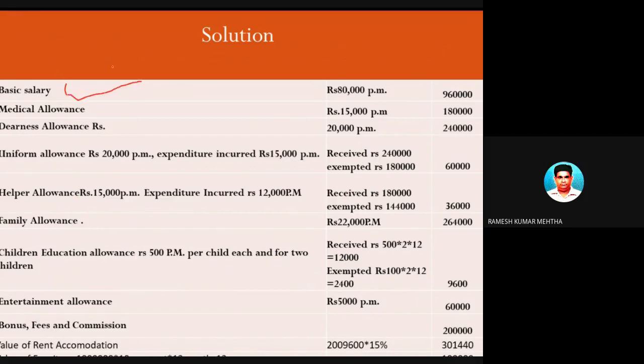Basic salary. The rule is it is fully taxable. You have to write another column; I am not writing it, but you can write fully taxable. 80,000 into 12 is equal to 9,60,000, fully taxable. Dearness allowance, the rule says that it is fully taxable. So 15,000 into 12 is equal to 1,80,000. Dearness allowance, 20,000 per month into 12 months is equal to 2,40,000. The rule says it is fully taxable. I have taken it in the fully taxable column.